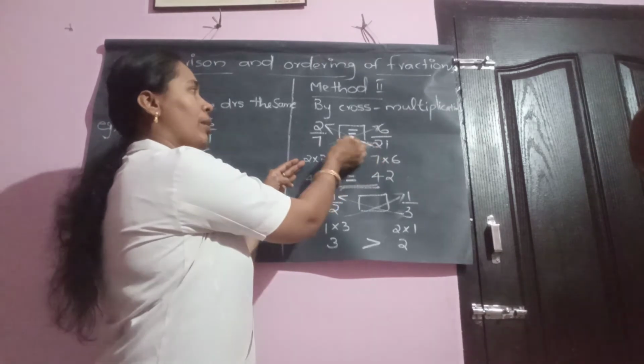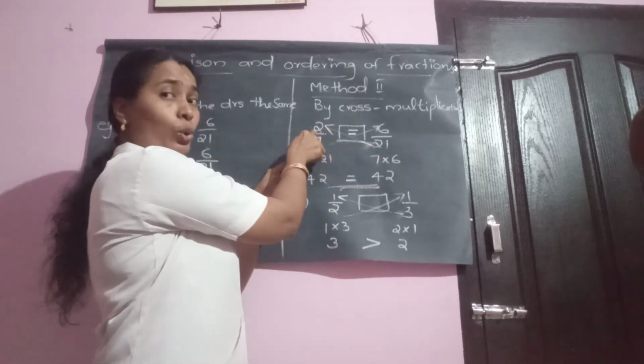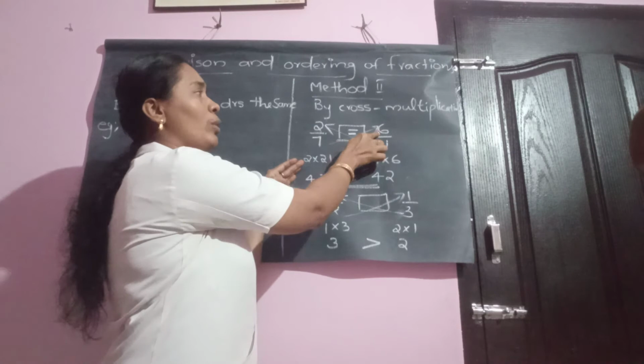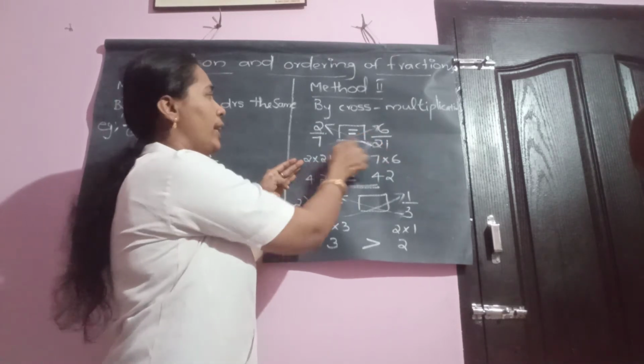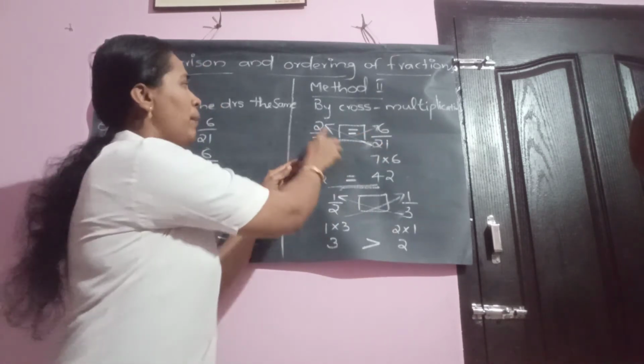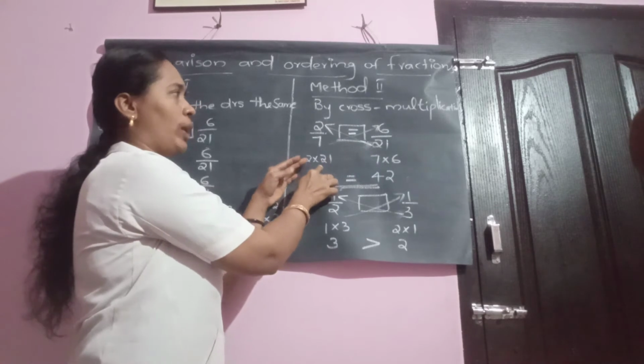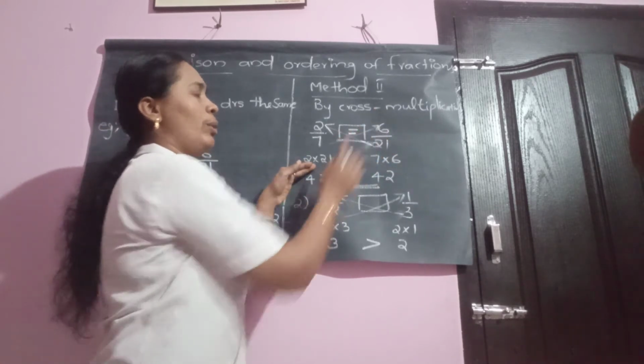21 is taken to the side of 2, and 7 is taken to the side of 6. Look at these two cross arrow marks. Then multiply 2 into 21 together. On the right side, 6 into 7.